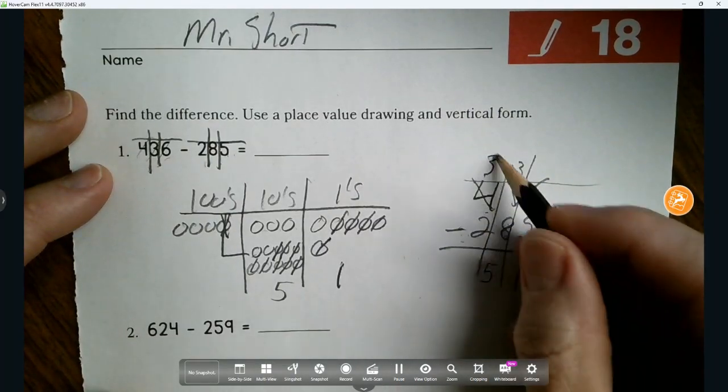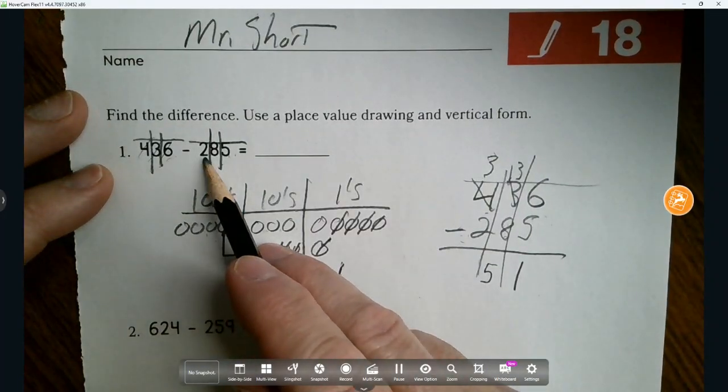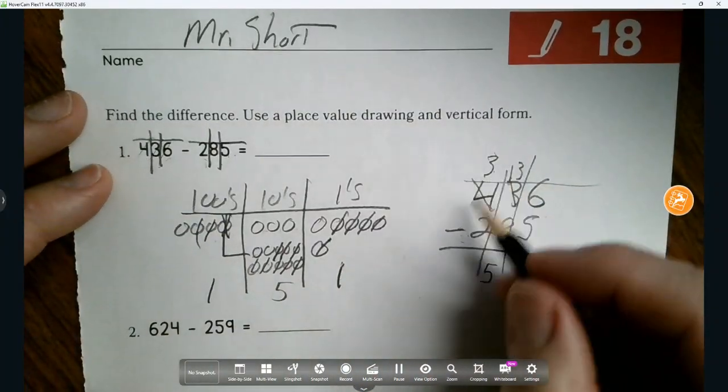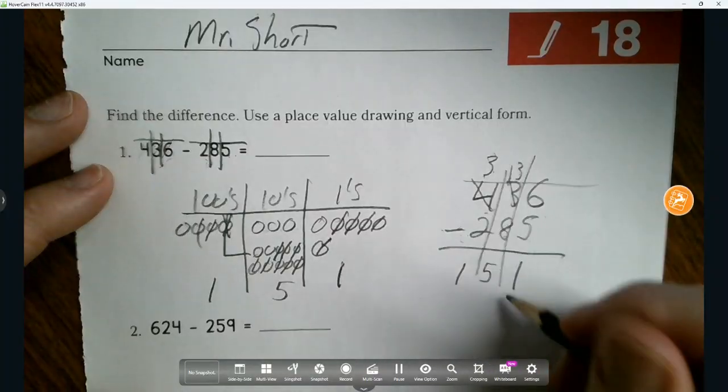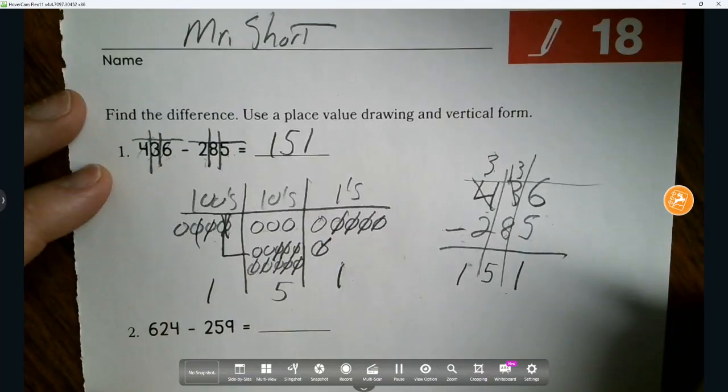So I forgot to put my 3 there. That could have been a problem. So we have 3 left here, and we're going to take 2 away from the hundreds. 1, 2, which leaves us 1. Over here we have 3 minus 2, which is 1. 151 is our answer.